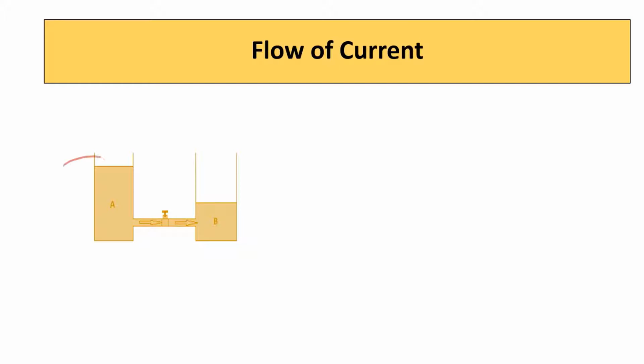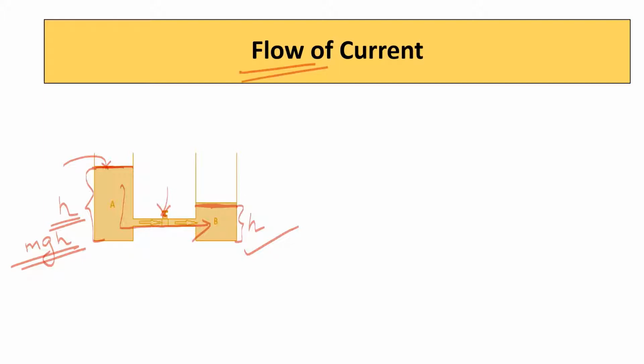Tank A is filled with water up to this level and tank B is filled with water up to this level. The height, let it be h. The height h is more for water tank A, and hence the potential energy of tank A will be more than tank B. If you open this tap, water starts flowing from A to B. If water should flow, there must be a difference in potential.